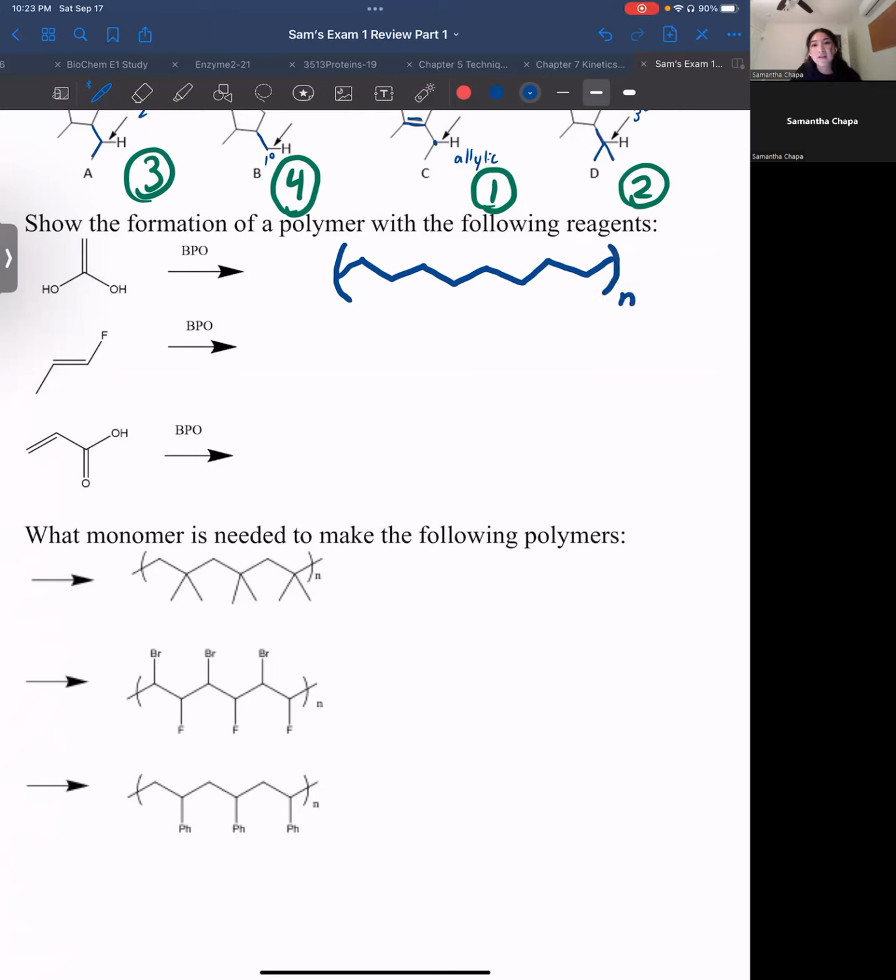And I'll put N on the side saying that since this is a polymer, I'm just showing you a piece of the polymer, but there's so much more outside of those parentheses. Like they keep going to the right, they keep going to the left, but I'm just showing you one point in my polymer. Okay.